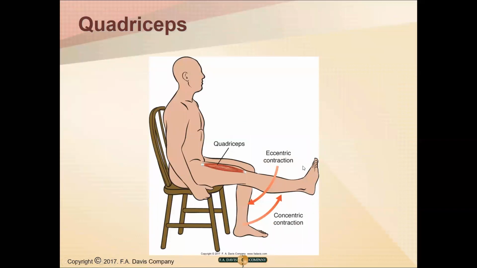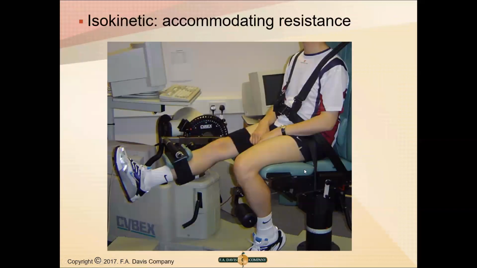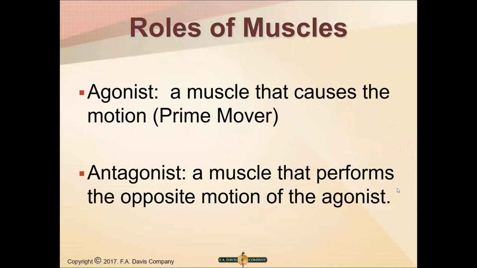Here's looking at the quadriceps doing the same thing. Here's an isokinetic machine, right? A lot of times you'll see this in work hardening places, where the clinic is trying to get the patient more prepared for returning to work. It's very rare you're going to see it in every clinic, but you'll see it in a lot of clinics.